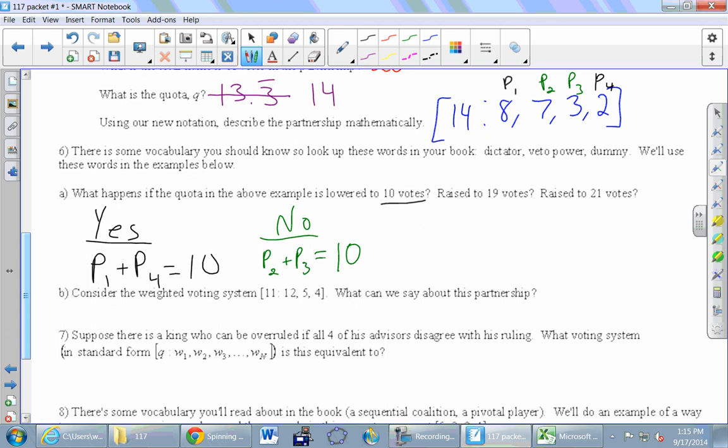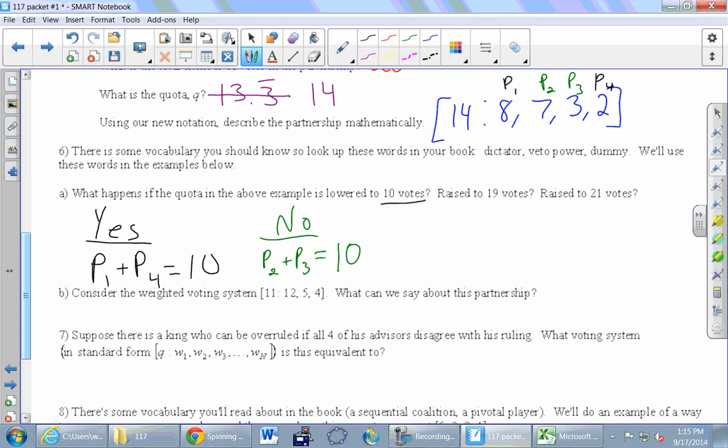So there's got to be some restrictions. You can't just willy-nilly make up a quota and throw it out there. One rule that you'll see written mathematically in your book is that the quota has to be more than half the number of votes altogether. Altogether, we have 20 votes. 10 is not an allowable number, neither is 9, 8, or 7. 11 and up is what you have to do there.